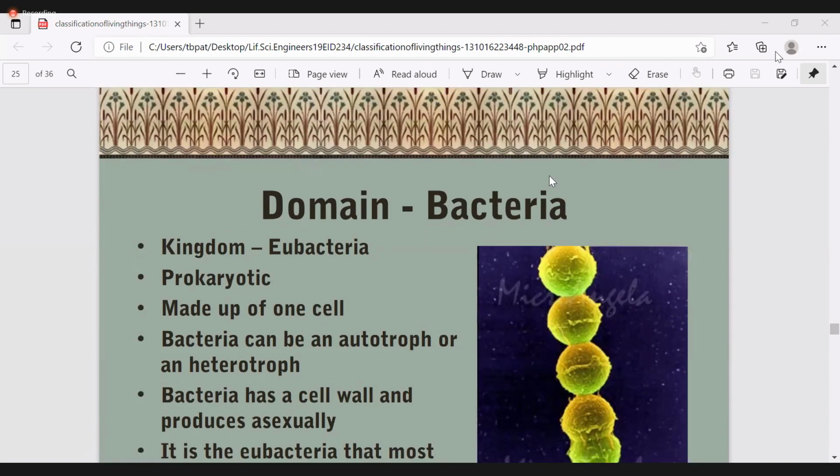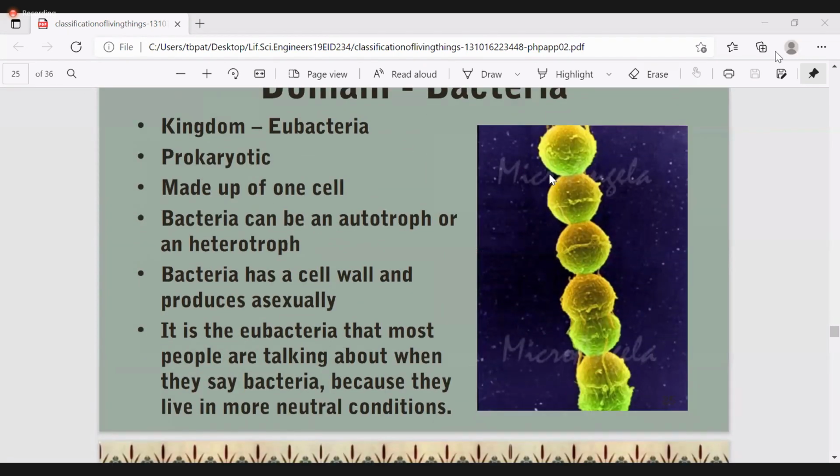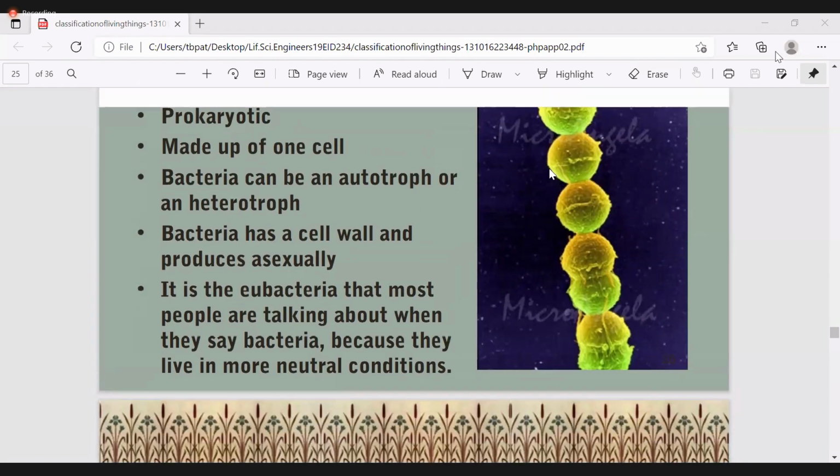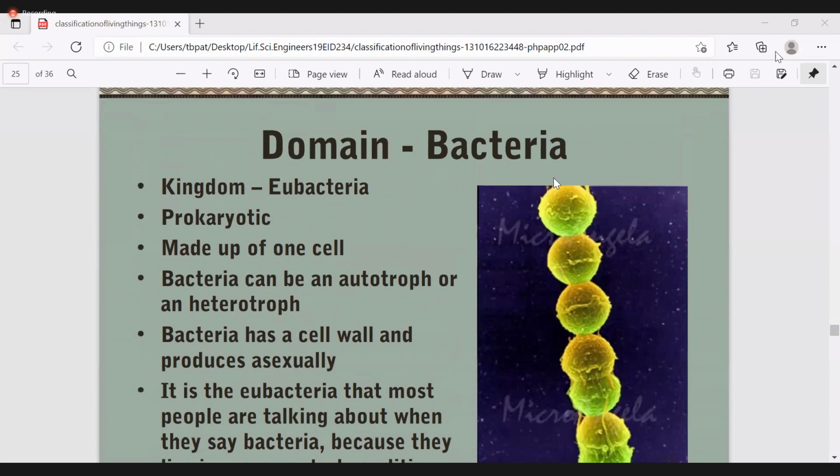The next domain is Bacteria. There are a lot of bacteria; some are helpful, some are harmful. The kingdom is Eubacteria, prokaryotic, made up of one cell. Some bacteria are autotrophs, some are heterotrophs, some are dependent. The human intestine contains dependent bacteria; as the host consumes food material, the bacterial load increases. That is why some are autotrophs and some are heterotrophs.